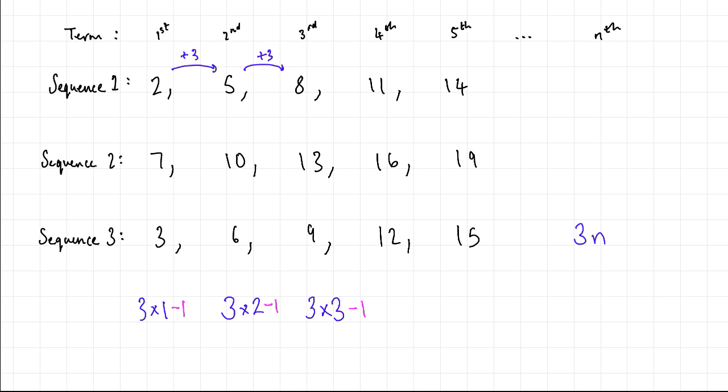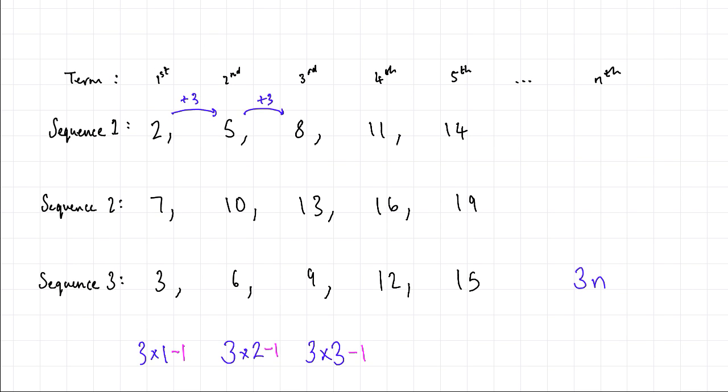So in algebra, it would look like this. We've got 3 times the position number, so I can see that here, 3 times the position number, and then I need to subtract 1 as well, and that will give me my nth term. So if I want to find the 10th term, it would be 3 times 10, which is 30, take away 1, which is 29. And that would be right. If I was to carry on this sequence, you will find that the 10th term is 29.